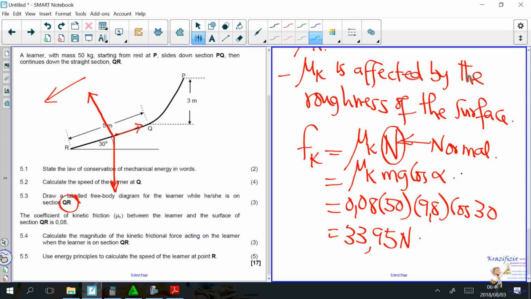Guys, you have your 3 marks. 3 marks. One for the formula, one for this, and one for that. Please do not forget this. Mg cos alpha. Very key.